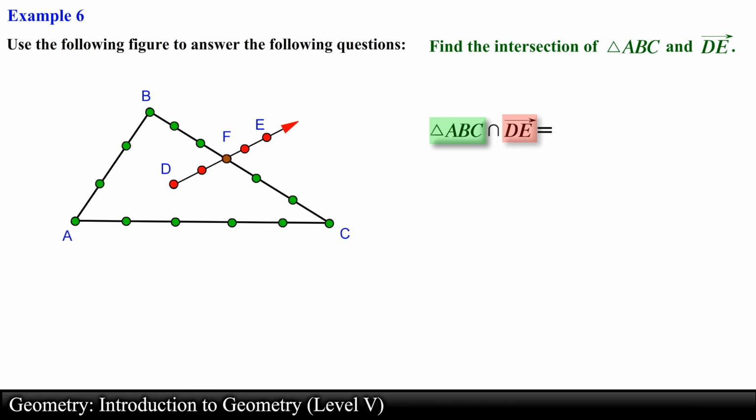Notice that both sets intersect at a common point. In this case, they intersect at point F. So the intersection of triangle ABC and ray DE is a set containing point F. Alright, in our next video, we will continue covering slightly more challenging examples involving the union and intersection of geometric figures.